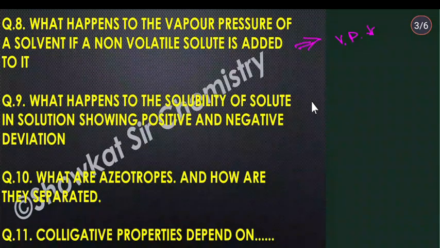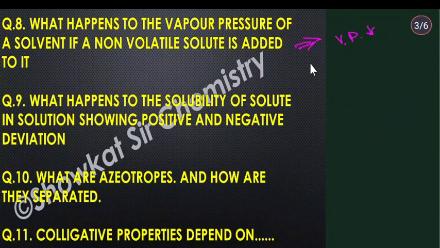So next is: what happens to the solubility of solute in solution showing positive and negative deviation, right? So we have to discuss here two different types of deviations, the positive and the negative deviation. Let's have a look in detail. For example, if you have a solution which is violating Raoult's law, that's your non-ideal solution. Non-ideal solutions are of two types.